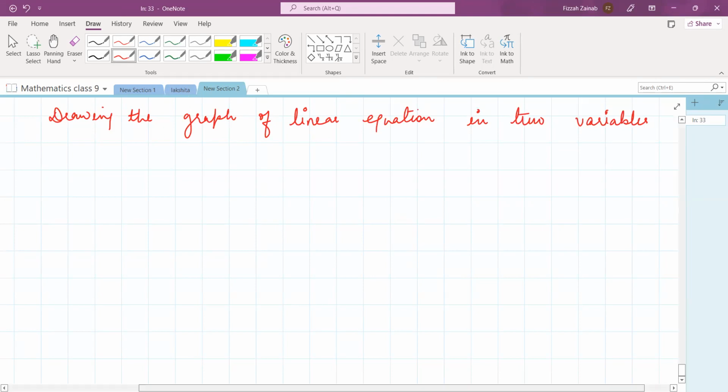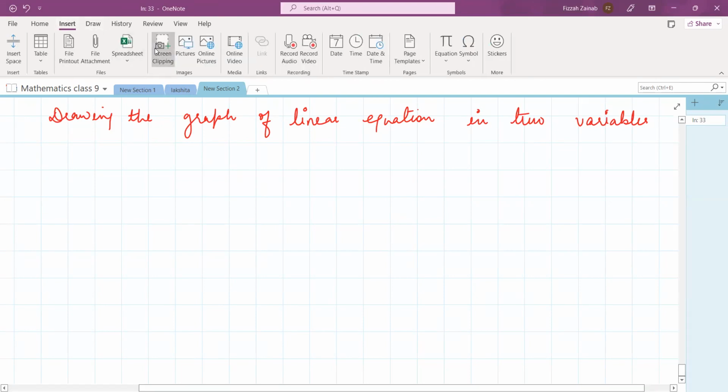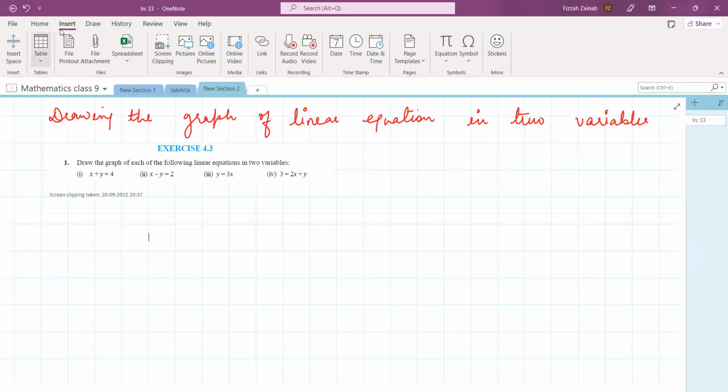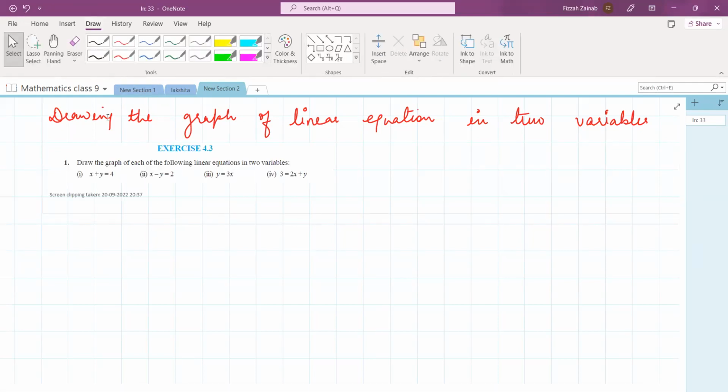Yes, ma'am. Okay. So let us directly start from an NCERT question, and with the help of the question itself, I'll explain it to you. So here is the first question. Draw the graph of each of the following linear equations in two variables, right? So we have done one question of this kind.